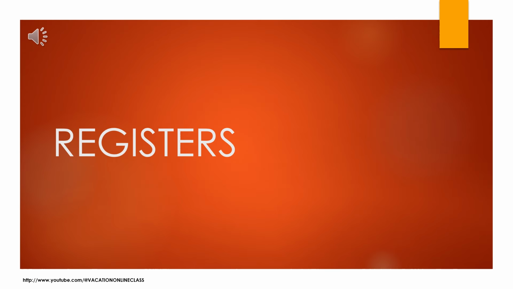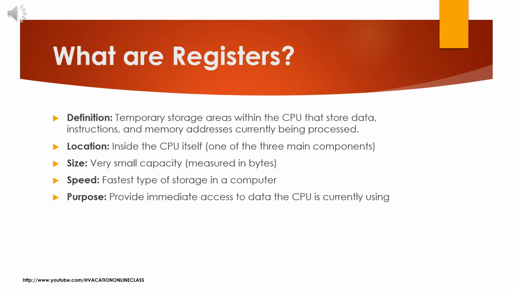Now let's look at registers. Now let's move to our third core component. What are registers? Registers are temporary storage areas located directly inside the CPU. They hold the specific data, instructions, and memory addresses that are being processed at this very moment. You can think of them as the CPU's immediate workspace.